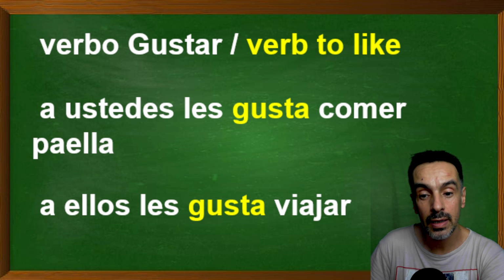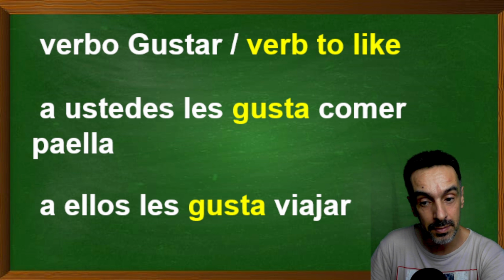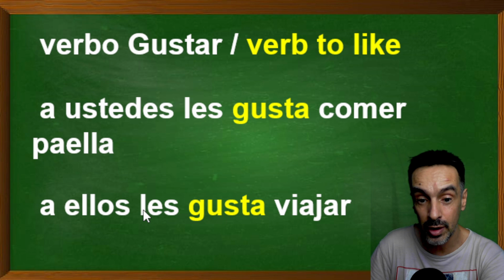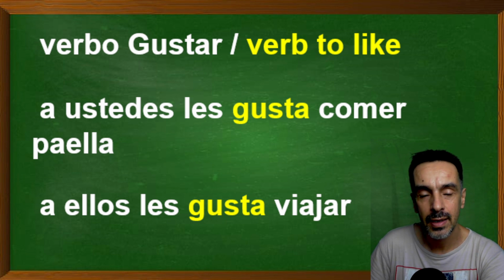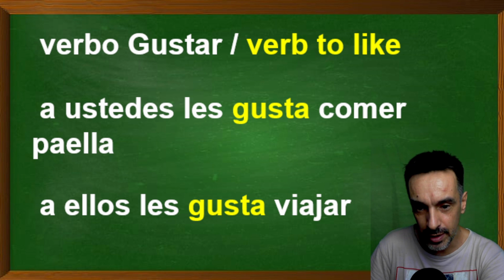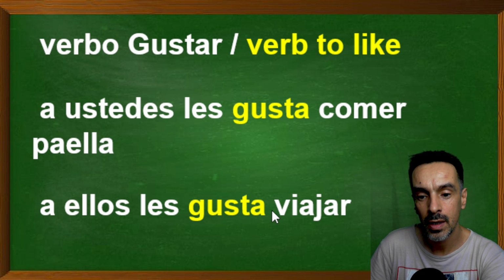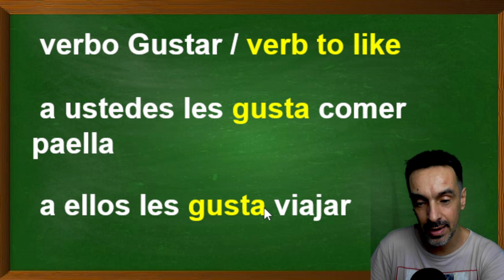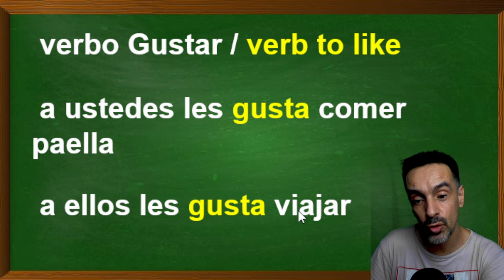A ellos les gusta viajar. So if I add an N at the end here, because we're talking about they, a ellos les gustan viajar, it doesn't sound good because, wait, where is the arrow? If I place an N here, viajar is singular. So, les gusta viajar. I will give you another example.